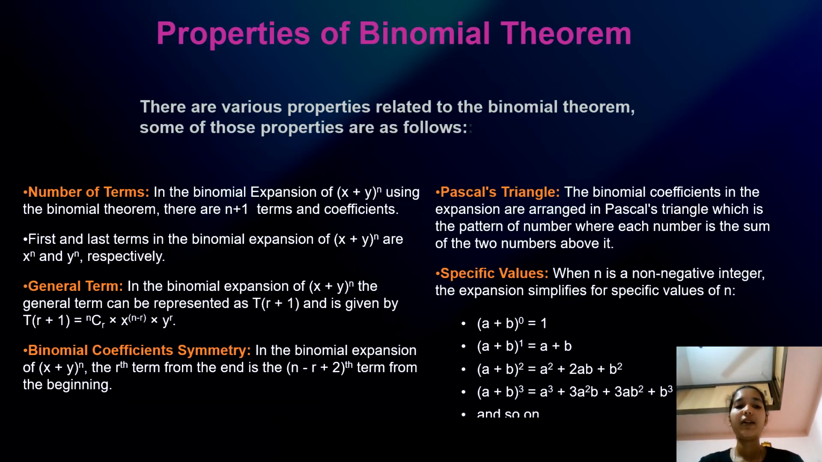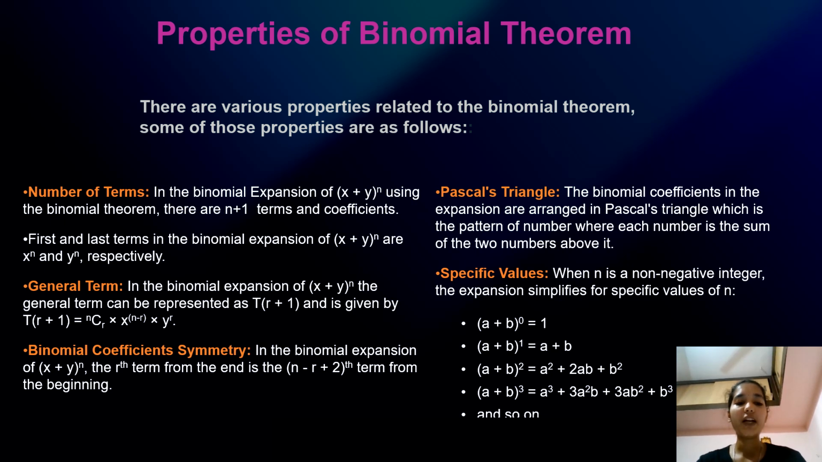Properties of binomial theorem. There are various properties related to binomial theorem. Some of those properties are as follows. Number of terms: in the binomial expansion of (x + y) raised to n, there are n + 1 terms and coefficients. First and last term: in the binomial expansion of (x + y)^n, the first and last terms are x^n and y^n respectively.